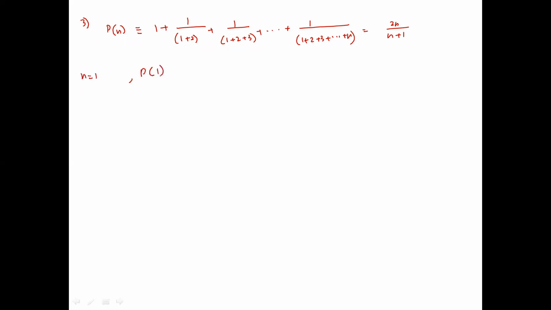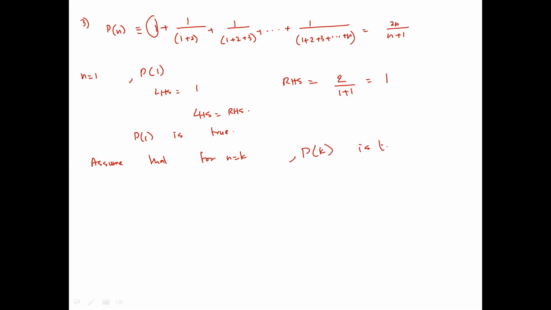That means when we take P of 1, left hand side will be just the first term 1. Because n is 1. Only one term will be there. Right hand side, when you put n as 1, 2 by 1 plus 1, that is 2 by 2 or 1. Because left hand side is equal to right hand side, we can say P of 1 is true. Now we will assume that for n equal to k, P of k is true.